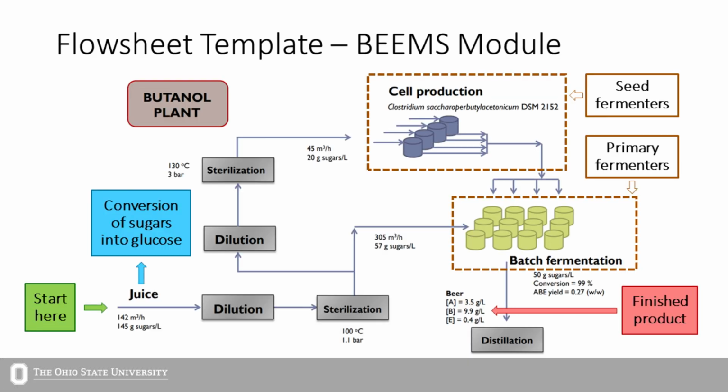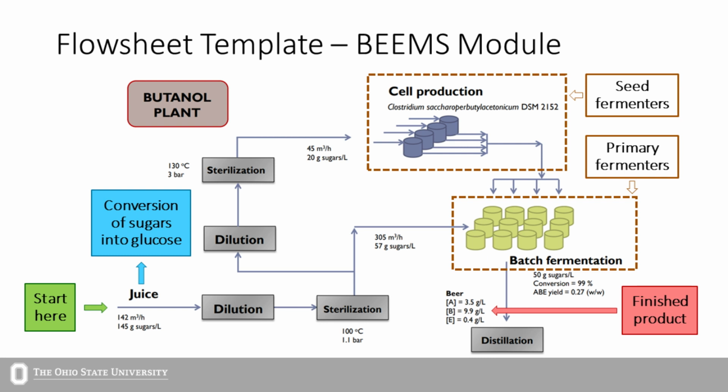This is the sample flow sheet from the BEAMS module, and the most straightforward way to do this assignment is to implement all the unit ops shown here. We require that you start with a sugar concentration of 145 grams per liter, and to follow as best you can the concentrations listed at various points on the page.